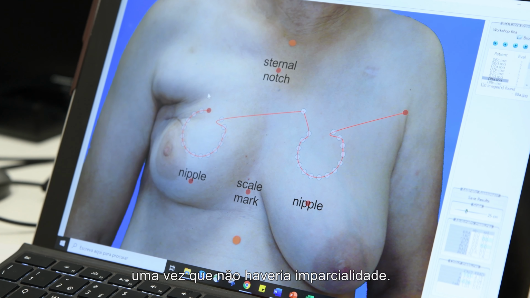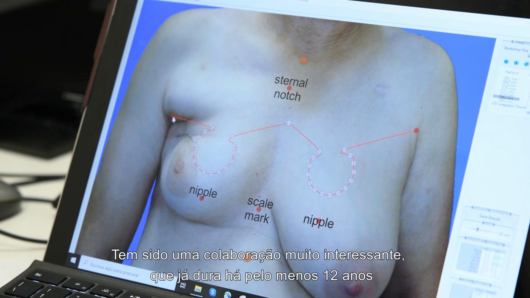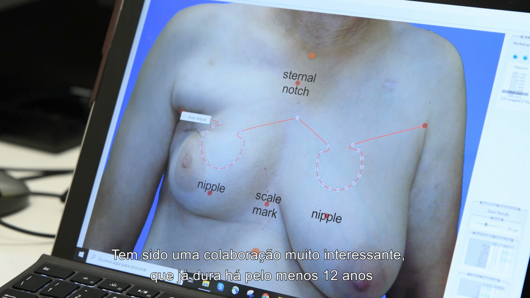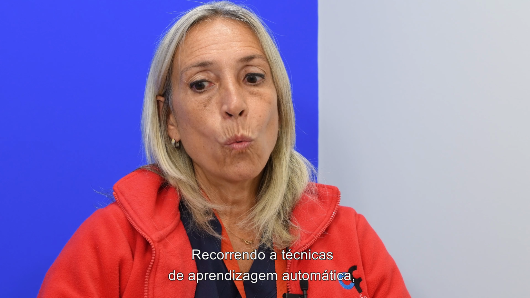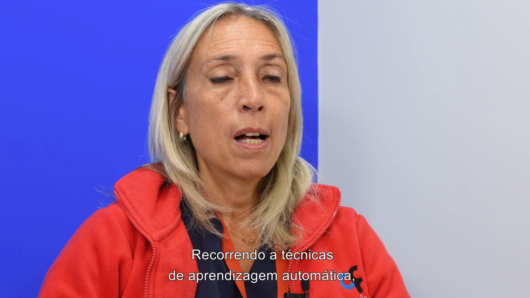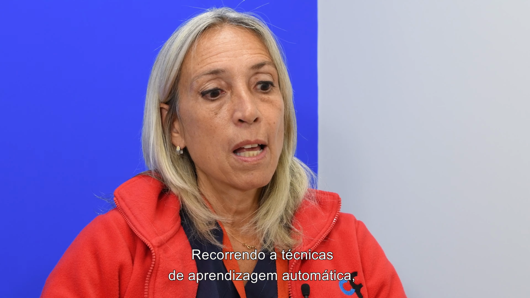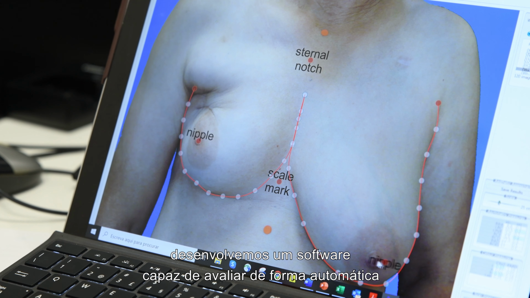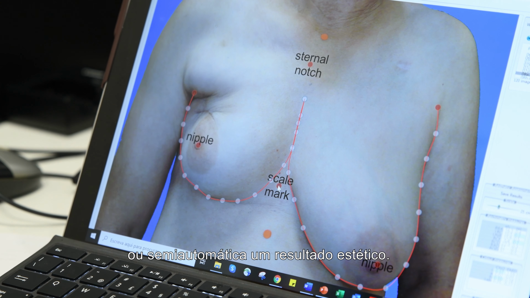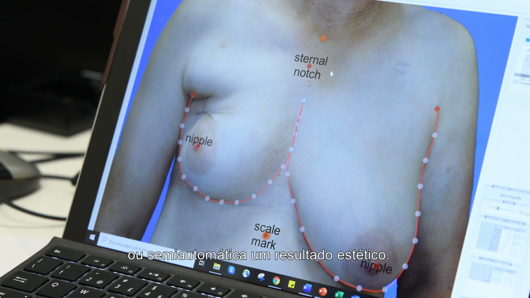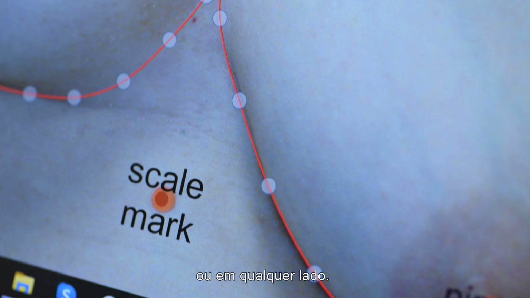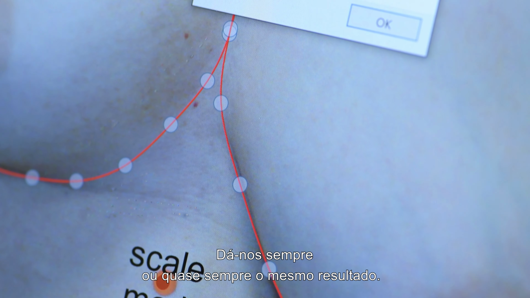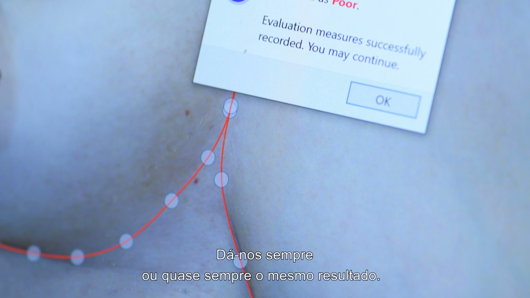because again, it's biased. So it's been a very, very interesting cooperating work that lasts at least 12 years between me and Professor Jaime Cardoso from INESC. And we developed, using machine learning techniques, a software that is capable of automatic or semi-automatic evaluation of the aesthetic outcome, having very high reproducibility values. So I can use it here or elsewhere, and it gives us always or almost always the same result.